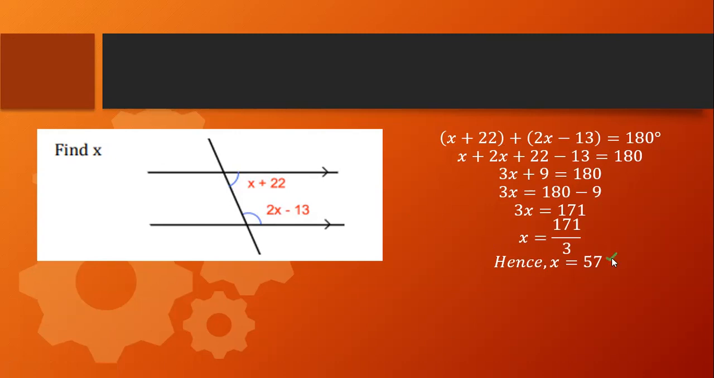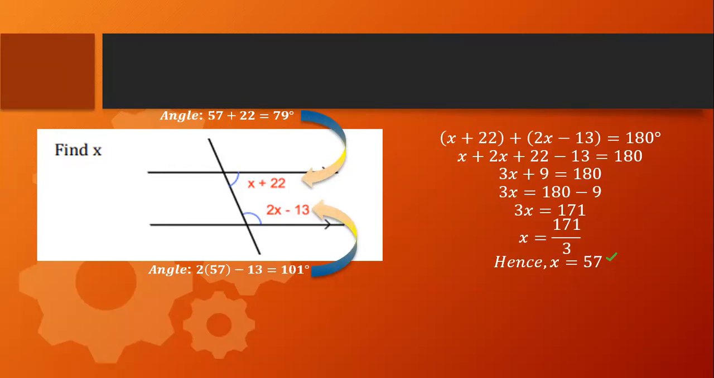Do not ever do more than the question asks, but for lesson's sake and for completeness and maybe general curiosity as well, we can go further, just to explain, and we can see what the interior angles are, right? So in this case, it's going to be 57 plus 22, which is 79 degrees. And in this case, it's going to be 2 multiplied by 57 minus 13, which is 101 degrees.